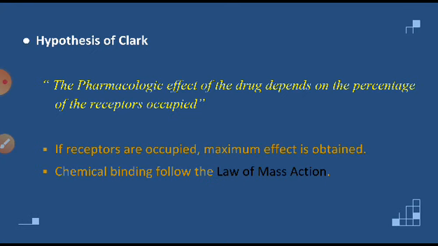Suppose that there are 10 receptors available and the drug goes and binds with 5, right? So they are saying the effect of the drug will be determined by the percentage of the receptors occupied. This was the theory given by Clark. If receptors are occupied, maximum effect is obtained. Chemical binding follows the law of mass action. So Clark's hypothesis was based on the law of mass action, and it's not completely wrong. In some way it's right as well, but it does not define the whole process of the receptor concept.